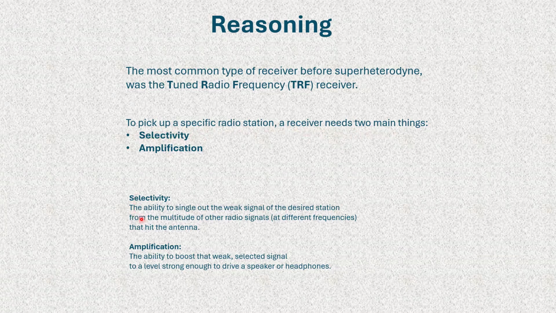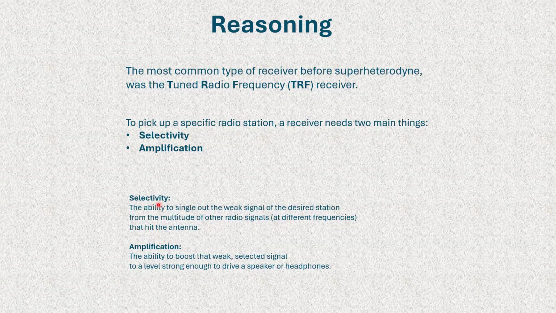And selectivity, in our case, is the ability to single out the weak signal of the desired station, because those signals are weak in the air. So it's the ability to single out or catch, in layman's terms, a weak signal of the desired station from a multitude of other radio signals, which are at different frequencies, and all those hit the antenna. So we need to be able to pick that one that we want.